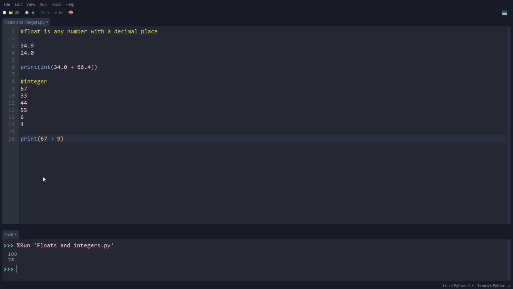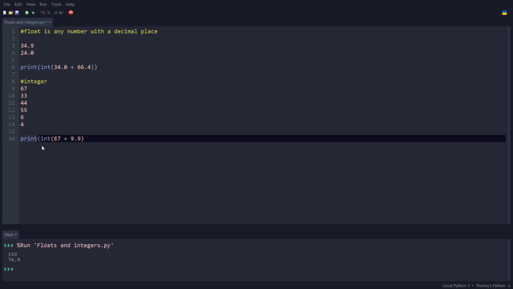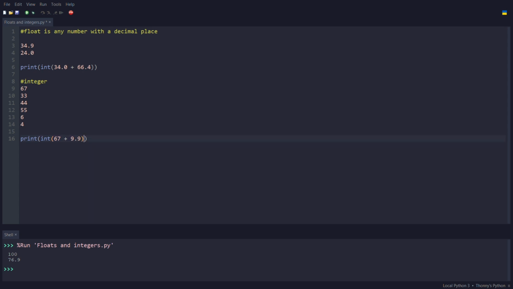Now what if we did 67 plus 9.9? See here we have 76.9, because if you add an integer and a float, it always comes out in float format. Again, to correct this or to change it for your liking, you will just do it like so, and there you see it comes out with 76.